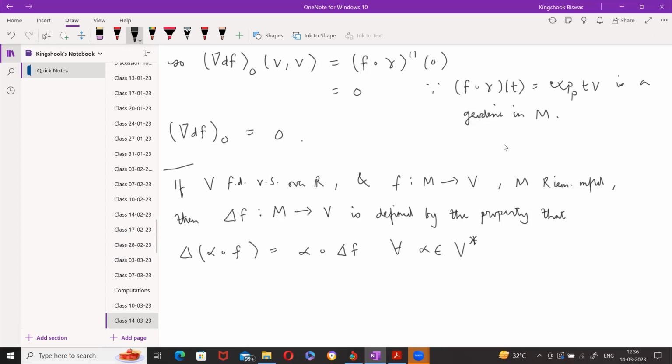Because you choose an isomorphism of V with R^n. See, if F is equal to (F1, ..., Fm) from M to R^m, then Laplacian F is simply the vector (Laplacian F1, ..., Laplacian Fm). Is this clear?